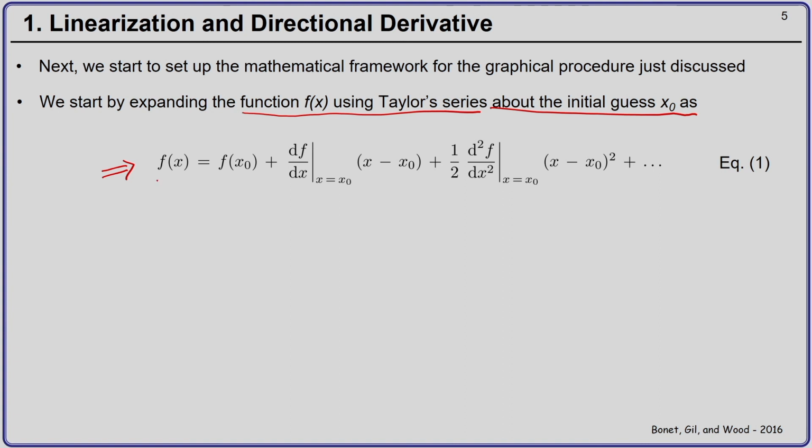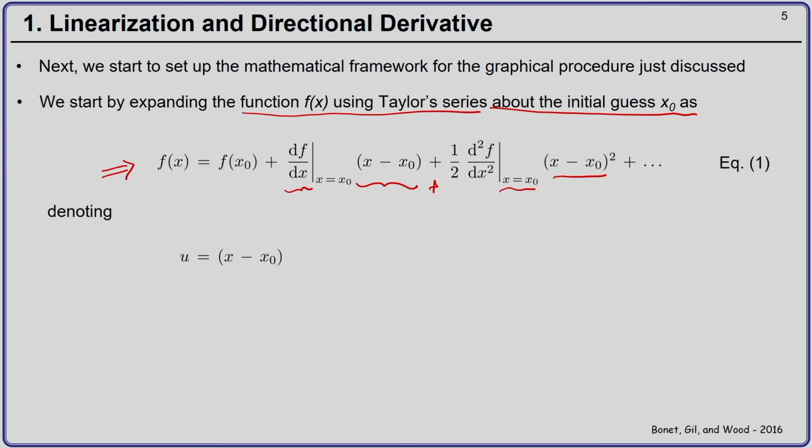So, f of x is equal to f of x 0 plus df by dx evaluated at x equal to x 0 into x minus x 0, plus 1 by 2 d square f by dx square evaluated at x equal to x 0 into x minus x 0 the whole square, plus and so on. You will have a quadratic term, you will have a quartic term like this.